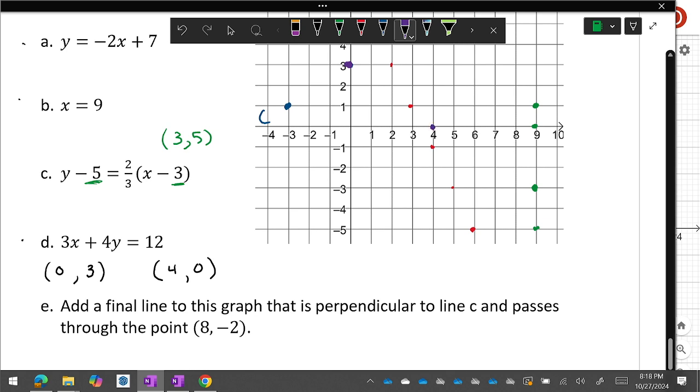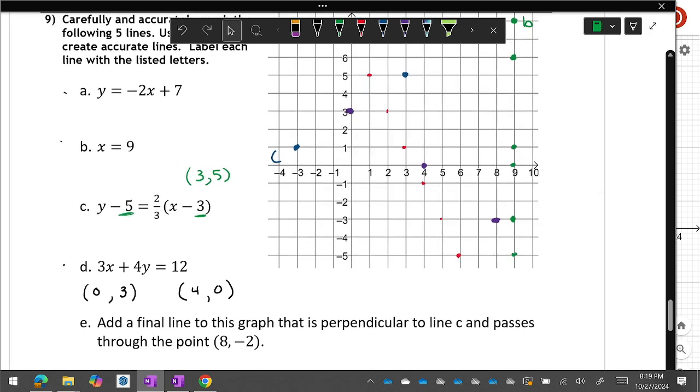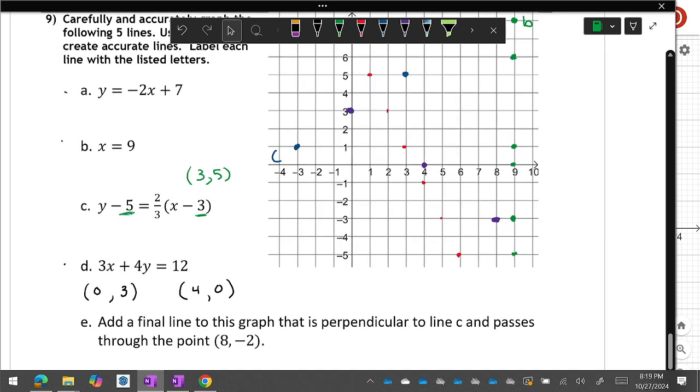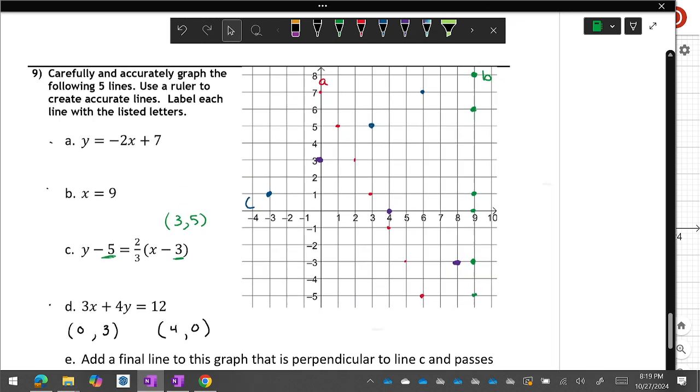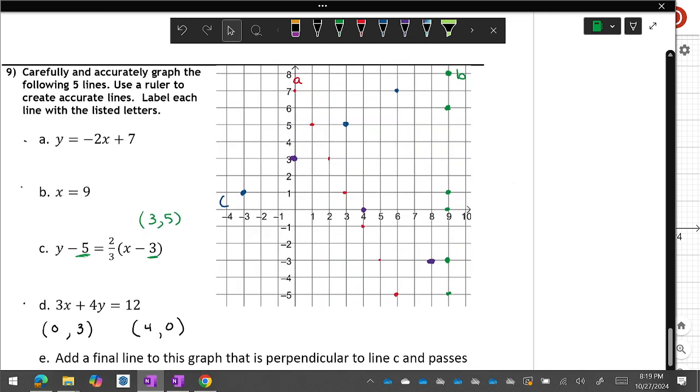So these 2 points are my intercepts. I've got the y-intercept up here at 3 and my x-intercept here. And that slope pattern is down 1, 2, 3 over 1, 2, 3, 4. But with a ruler, I should be able to draw that just fine. And then the last one we have, let me go ahead and add those lines real quick.